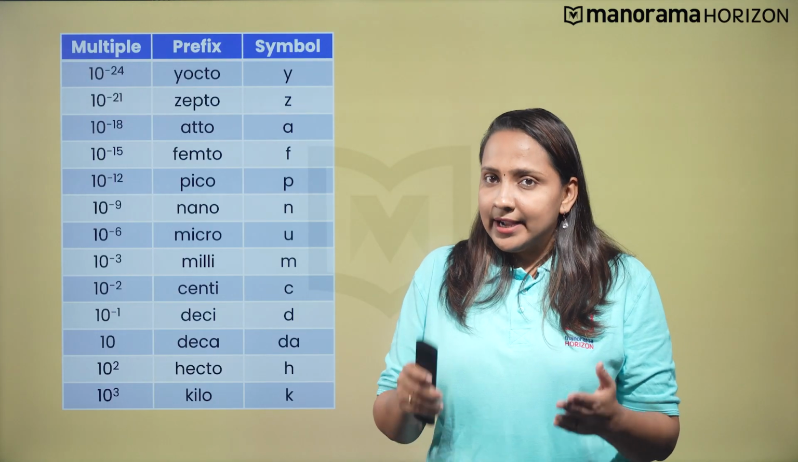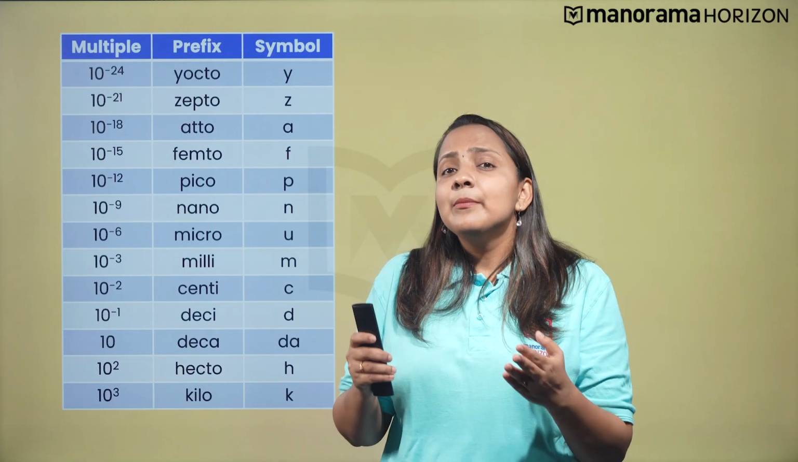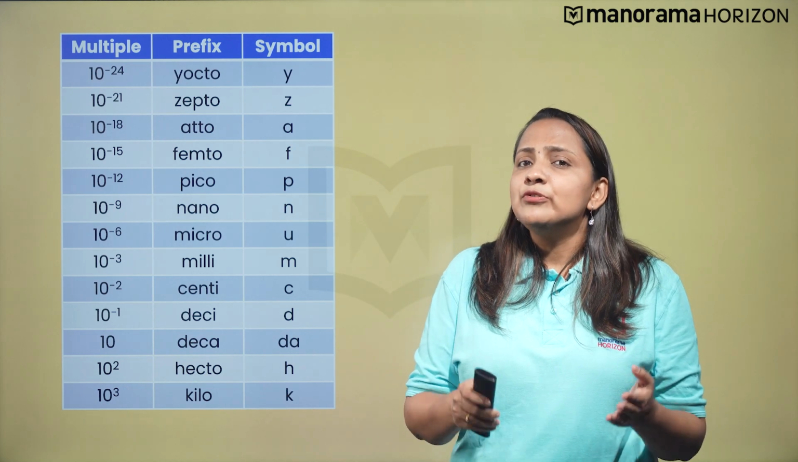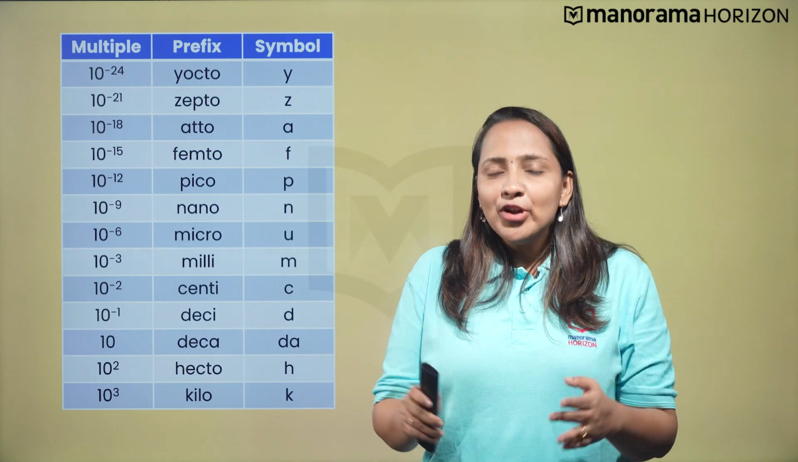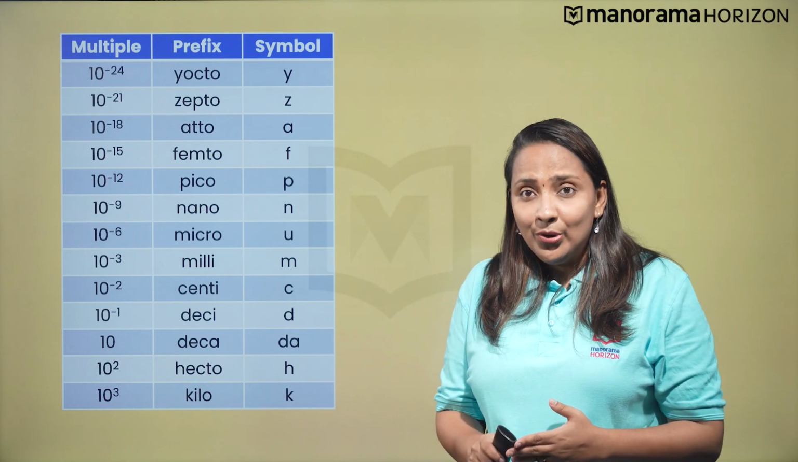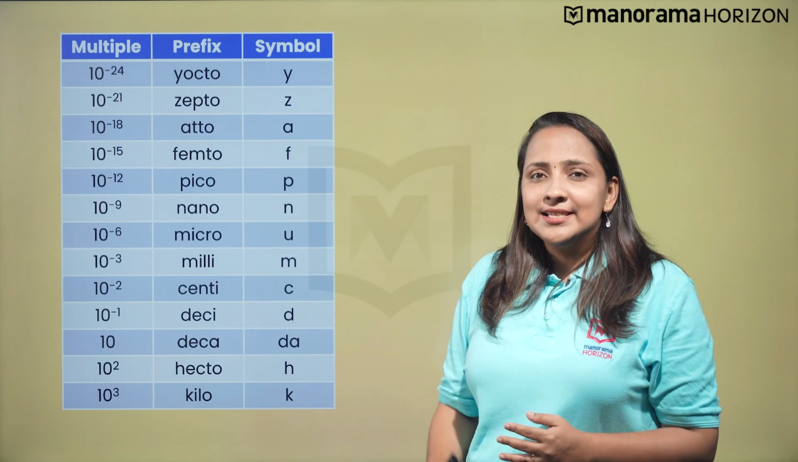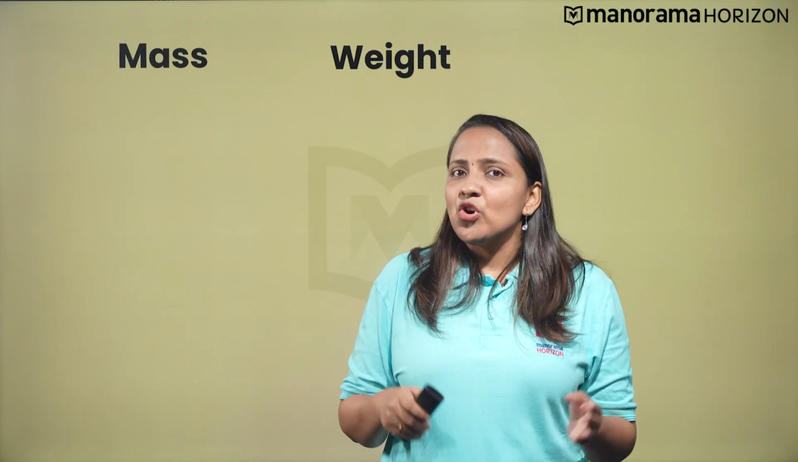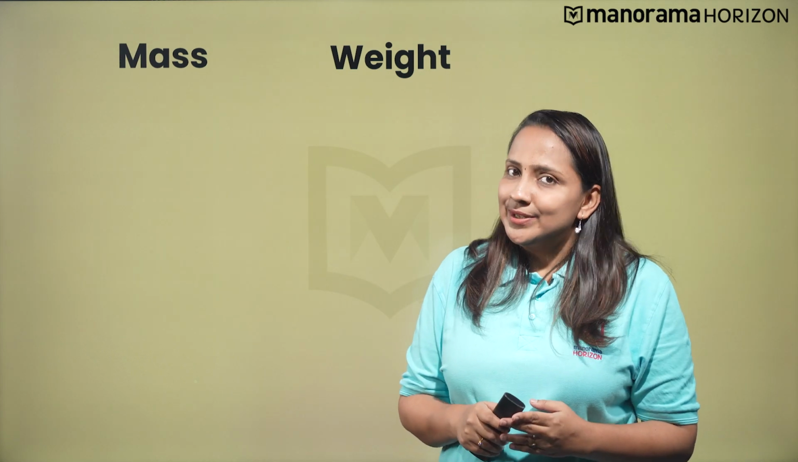Some of the prefixes are deca, deci, centi, milli, micro, respective to the powers. For example, 10 to the power minus 21 is called zepto and its symbol is z. Now, let us focus on the most commonly used units.